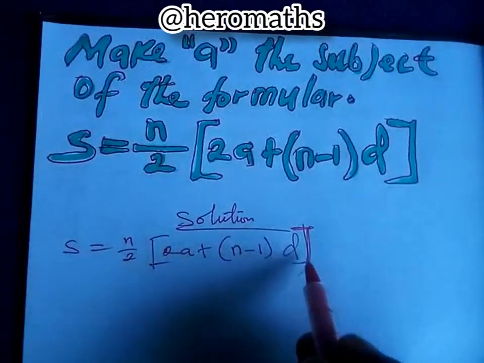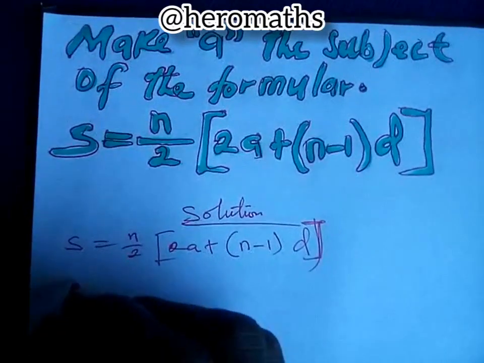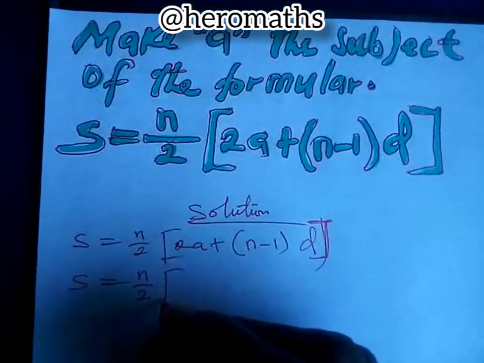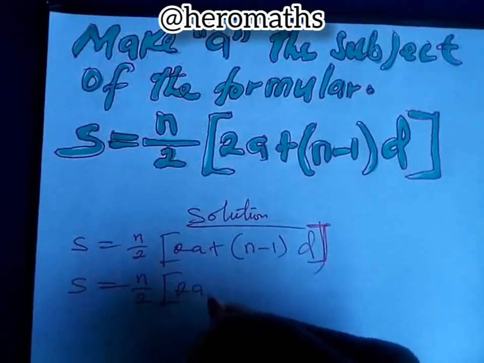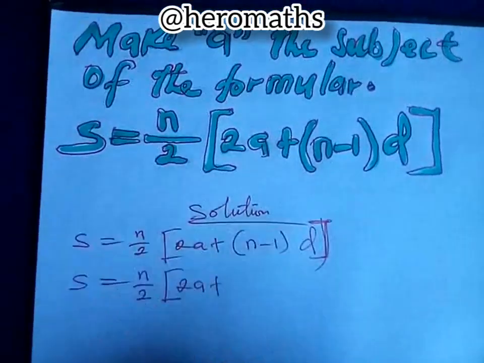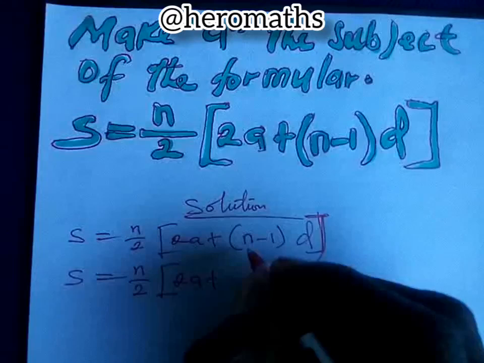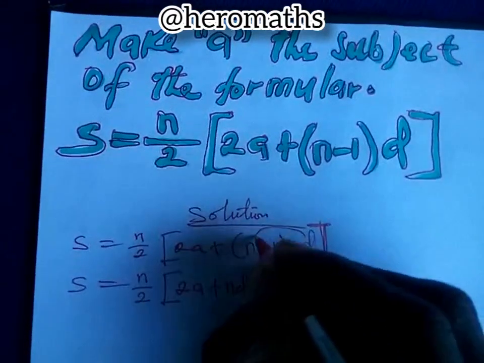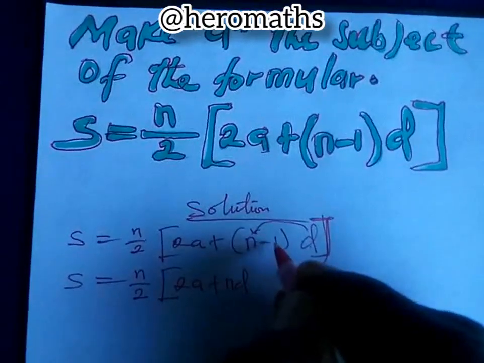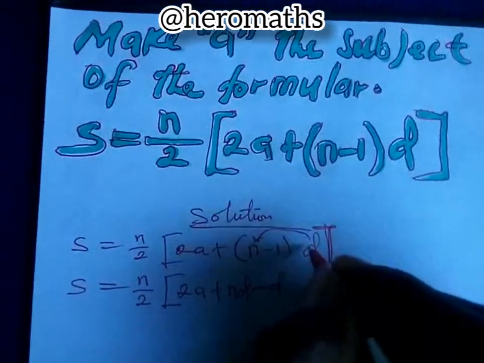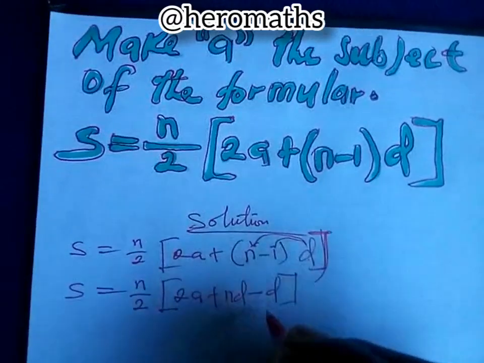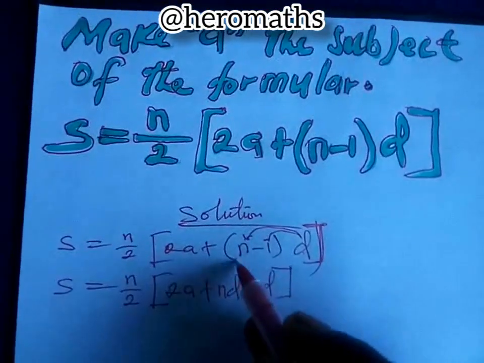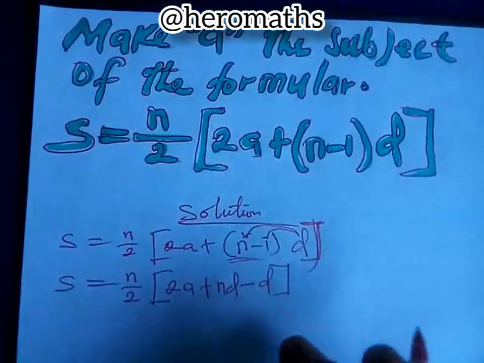Let's open the inside brackets. That is, we have S is equal to n divided by 2, put the big bracket, 2a plus. Let us open this internal bracket. d times n will give us nd. Then d times minus 1 will give us minus d. We have expanded this by opening the bracket.